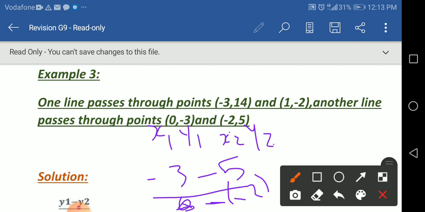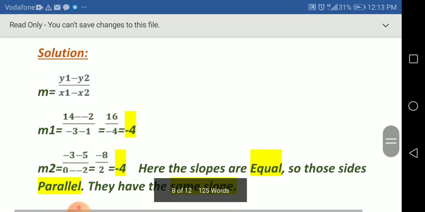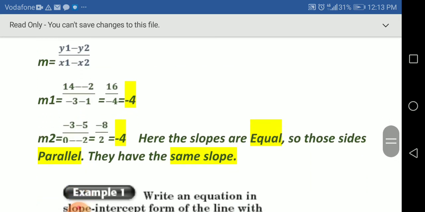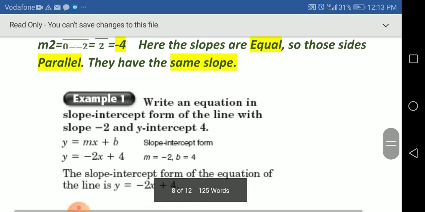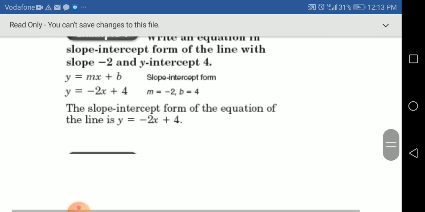Okay guys, so -3 minus 5 is -8, and negative times negative gives me positive, so it will be -8 over 2. So -8 over 2 gives me -4, right? So for the second line the slope is -4. They are the same, so they are parallel.